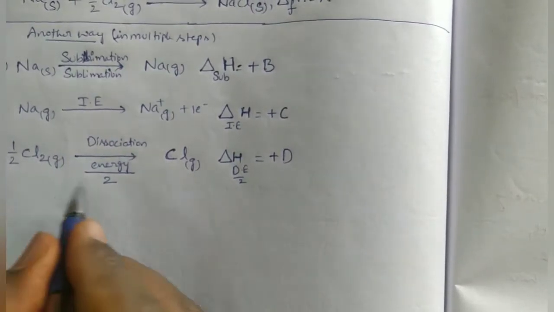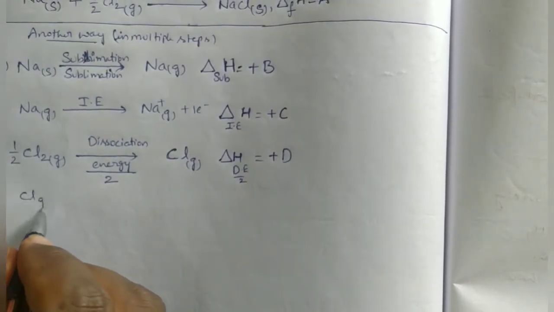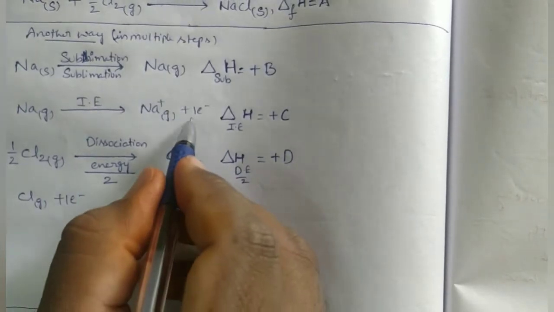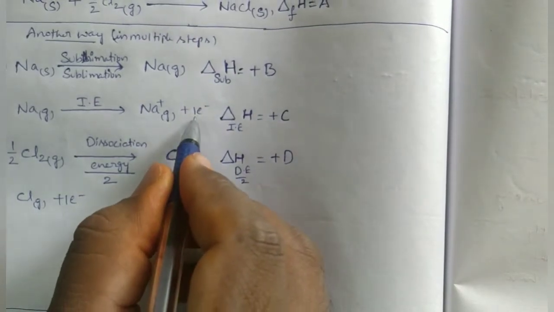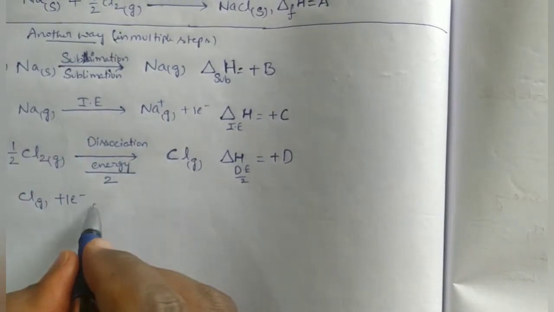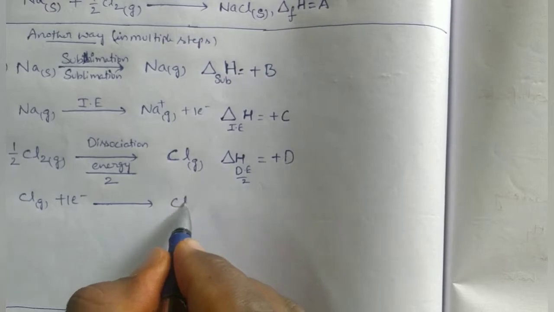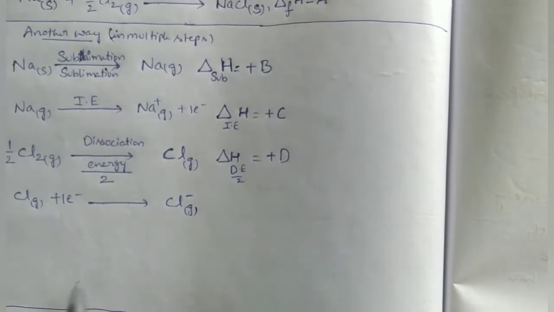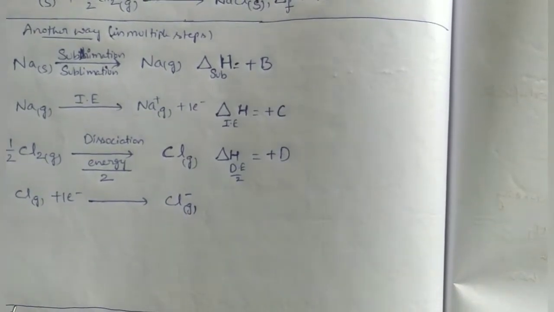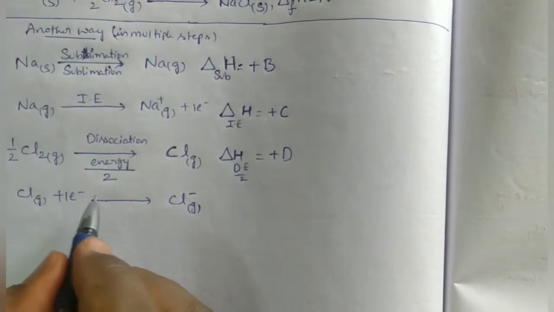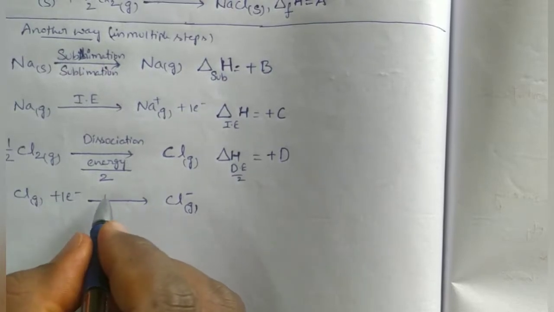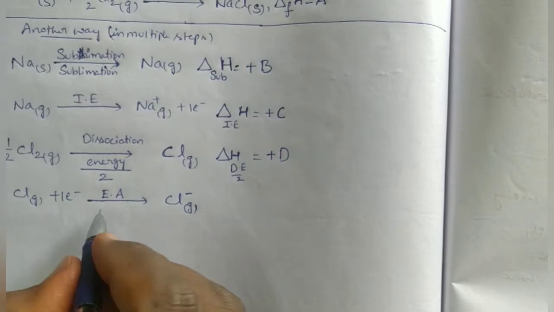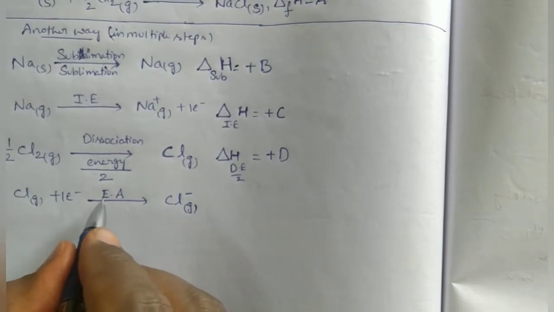4. This chlorine gas atomic state will gain electron from Na+, this one. This electron is nothing but this one, to form chlorine minus charge, anion, in gas state. At this time, energy is going to be released, that is called electron gain enthalpy or electron affinity. EA is called electron affinity.